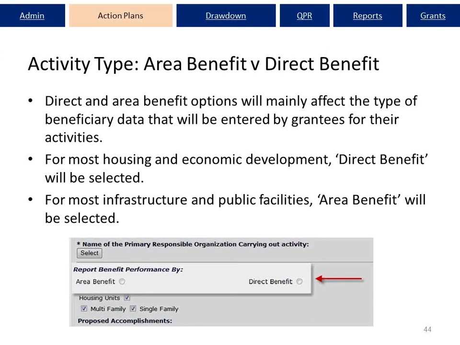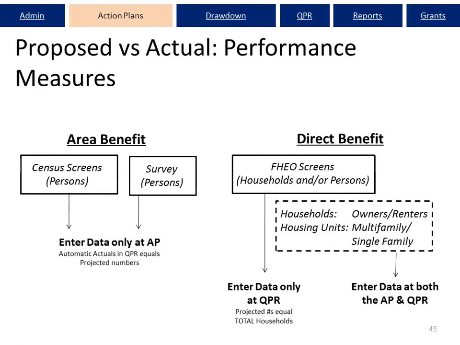Those didn't exist in DRGR before the September 2010 release. The key thing to remember from that then is that the area benefit, those beneficiary measures, which are required, are only going to be on the action plan side. They're not going to show up on the QPR side. You don't have to edit them. If you select direct benefit, the race ethnicity screens that show up in the QPR will be required. In those cases, you'll put in the overall housing numbers, housing units, owner, renter, single family, multifamily. The race ethnicity screens will be required for the owner, renter households on the QPR side.